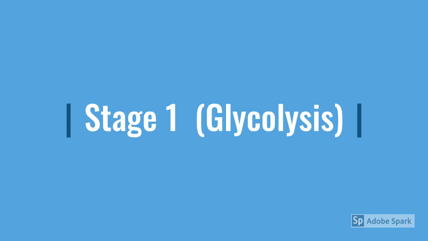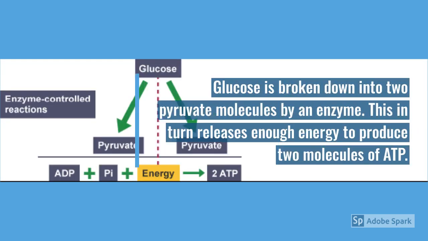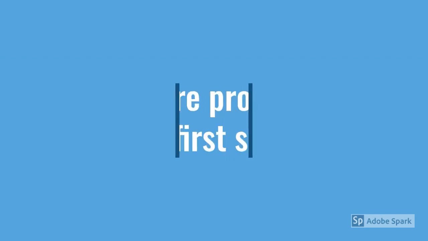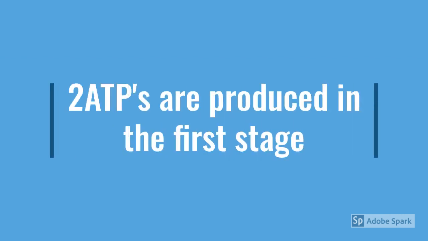The first stage is called glycolysis. Glycolysis is exactly like fermentation. Glucose is broken down into two pyruvate molecules by an enzyme. This in turn releases enough energy to produce two molecules of ATP. So in the first stage, only two ATP are produced.